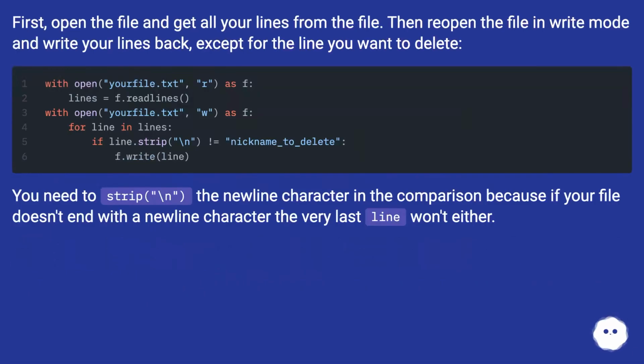First, open the file and get all your lines from the file. Then reopen the file in write mode and write your lines back, except for the line you want to delete. You need to strip \n, the newline character, in the comparison, because if your file doesn't end with a newline character, the very last line won't either.